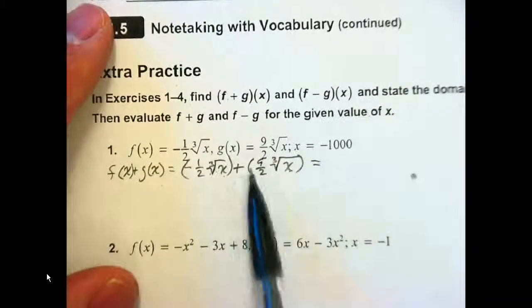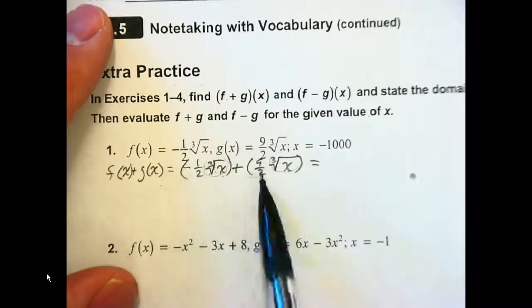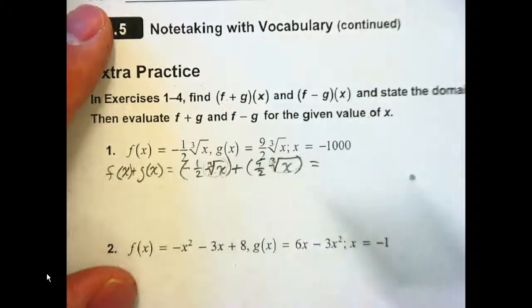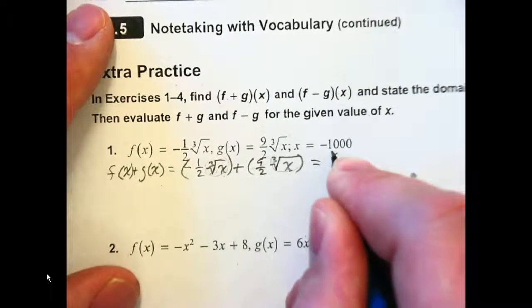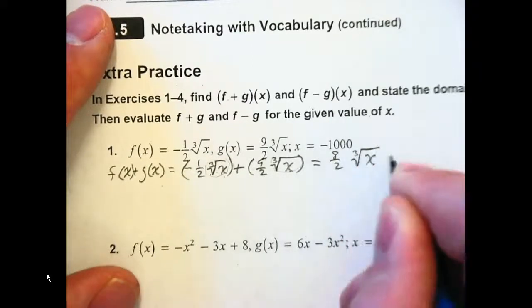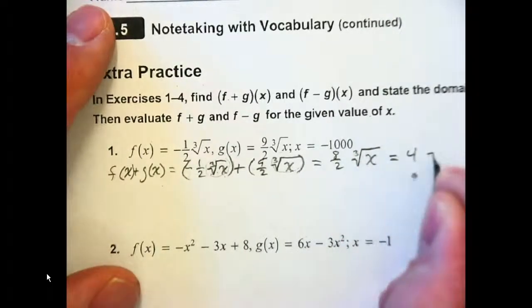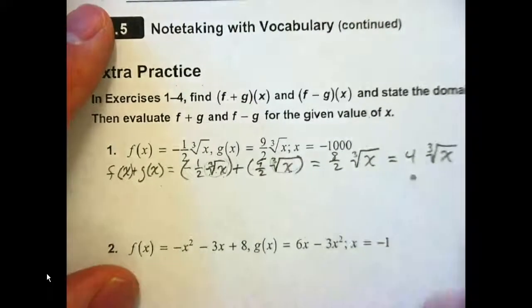And so since I have this, I'm counting the same item, I can combine my coefficients. Negative 1/2 plus 9/2 is 8/2 cubed root of x's, which is 4 cubed root of x's. All right. That is the sum of them.